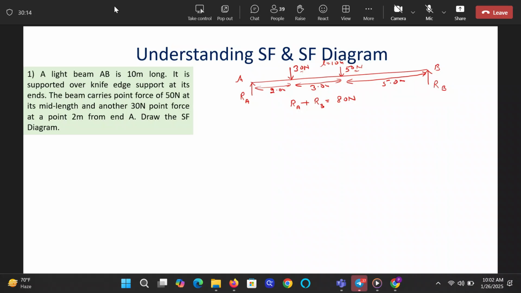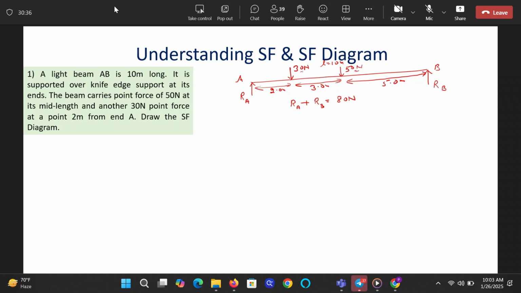What was the moment there? Moment was the area, volume, weight, or force, whatever it is, multiplied by the lever. What was the lever? Distance of the CG or the center of gravity from the reference axis. Now, what should I take the reference axis here? Which point should I take the moments about?